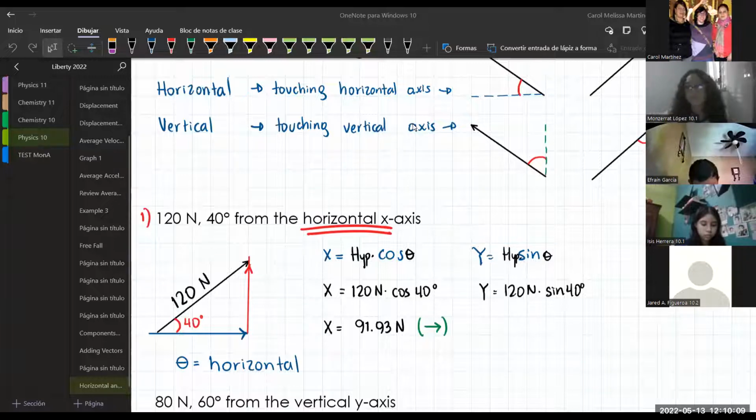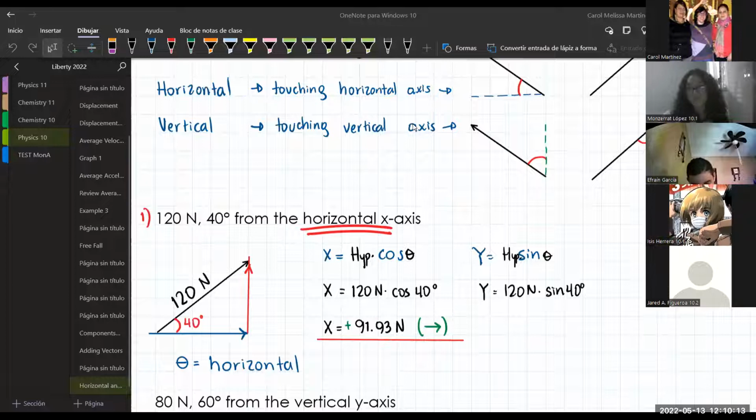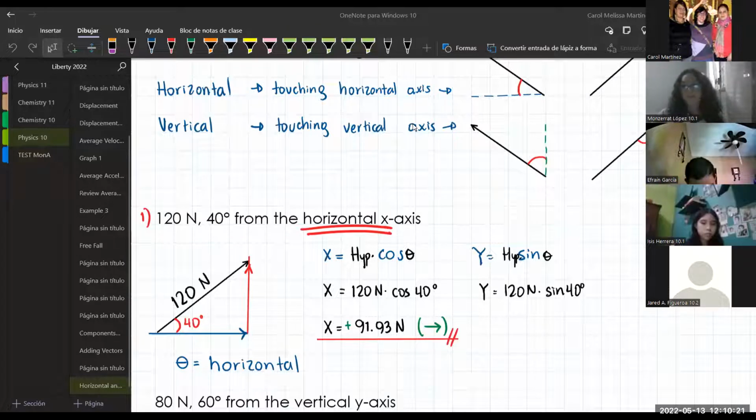So all this, you need to show it in the quiz. All your procedure needs to be shown in the quiz. Then the vertical component, sorry, y is going to be equal to 76.13 Newton. 77.13.